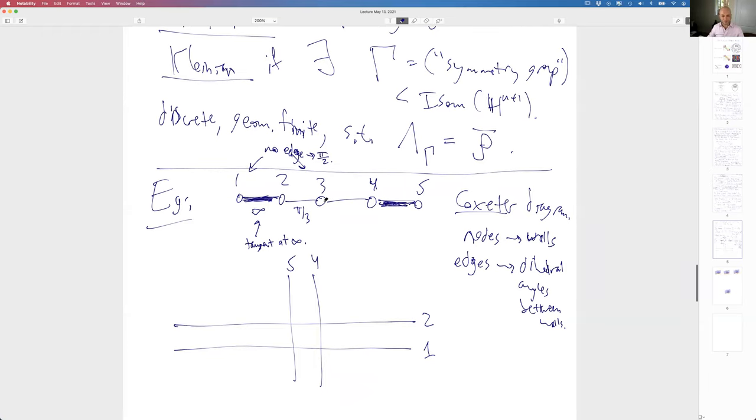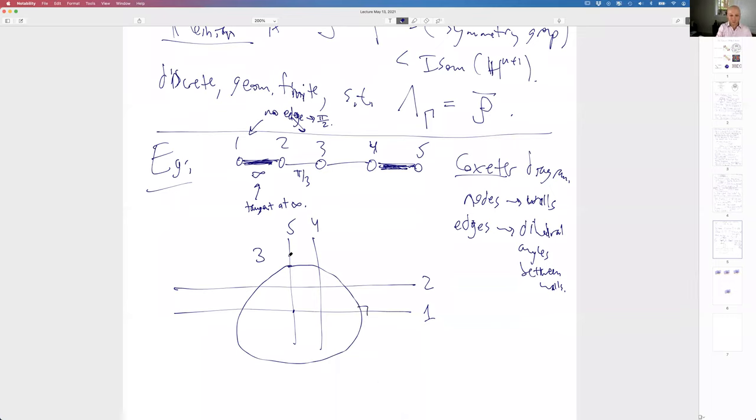Now, what about wall 3? Wall 3 will be orthogonal to walls 1 and 5. I can draw that as a circle centered at the point of intersection of wall 1 and 5. And I want it to intersect wall 2 at angle pi over 3. Cosine of pi over 3 is 1/2. And so if I go twice the distance to wall 2 and I draw that circle, this will be wall 3. Wall 3 is orthogonal to walls 1 and 5 as desired, there's no edge between walls 1 and 5, and it meets wall 2 at angle pi over 3. Similarly, wall 4 also meets it at angle pi over 3 because this is a square.